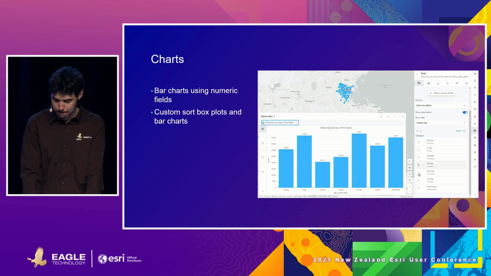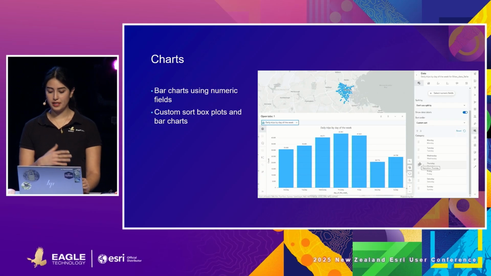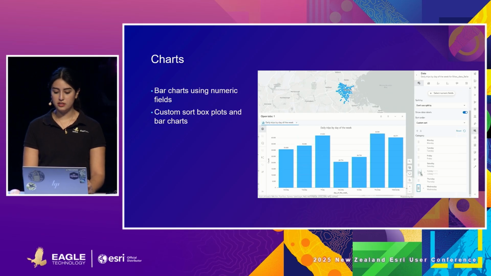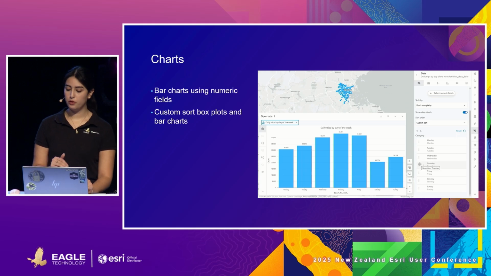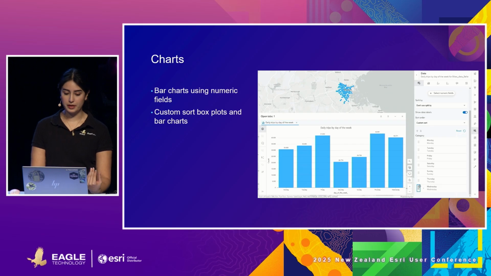So for charts, like maps, charts help uncover patterns and show trends and relationships in your data. When you use them along with your maps, they can really help tell a more complete story about your information. And with this latest update, charts now support numeric fields as their input. Before, when building your bar graphs or other visualizations, we were limited to string fields for grouping.